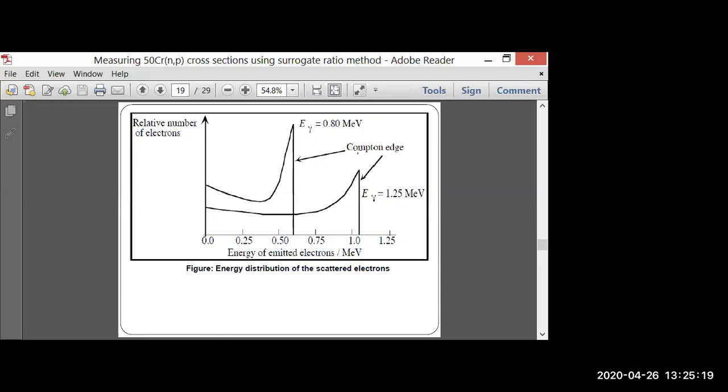In this case, it is 1.25. So you see, it is something like 1.15. So the maximum energy carried by the electron is known as the Compton edge.